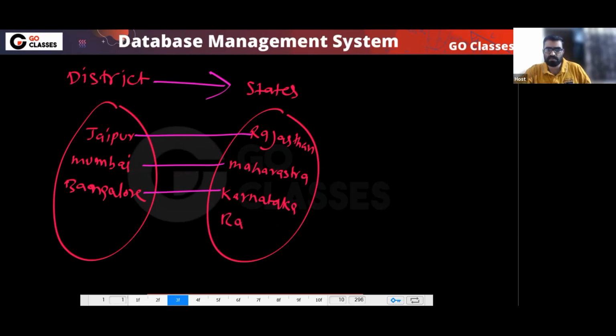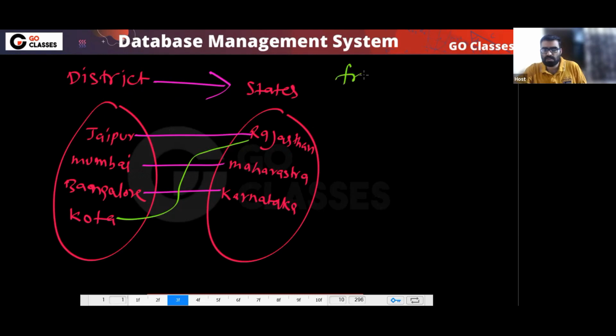But you can notice that this can happen. For example, if you have, let us assume, Kota, then in that case this can happen. So this is still a function, this is still a mapping. The point is very simple: district implies state. If I tell you the value of district, then you can uniquely find the value of state.